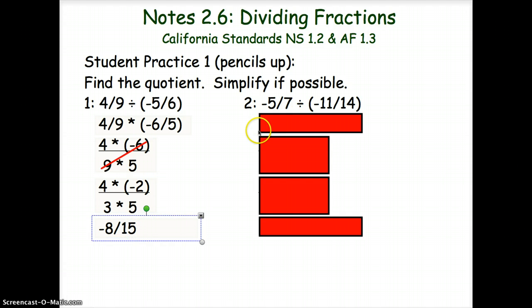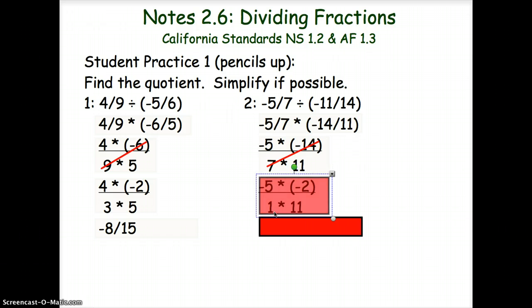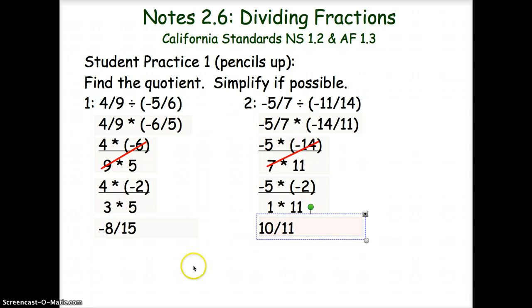Okay, problem 2, skip, change, flip. And notice this time I kept the negative in the beginning, and again it doesn't matter where it happens as long as you have that negative. And already I can see I've got 2 negatives, so I know my answer is going to end up being positive. Now I set up my fractions vertically so it's easier to see. And I can see that 7 and 14 are both divisible by 7. My new fraction here, -5 times -2 is positive 10. And 1 times 11 is 11.